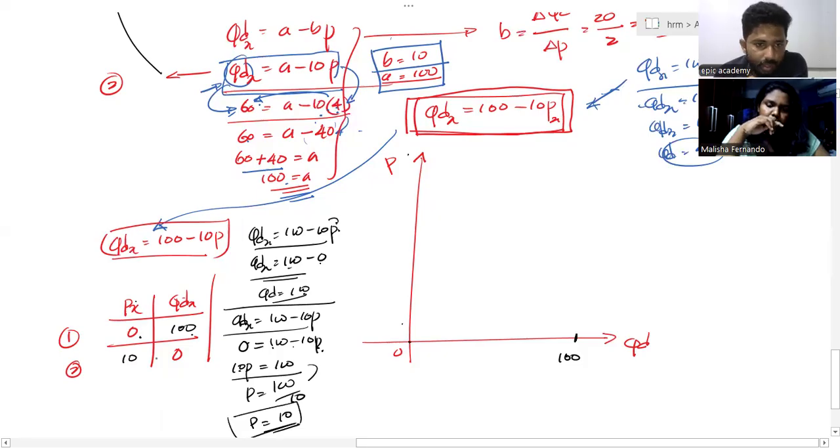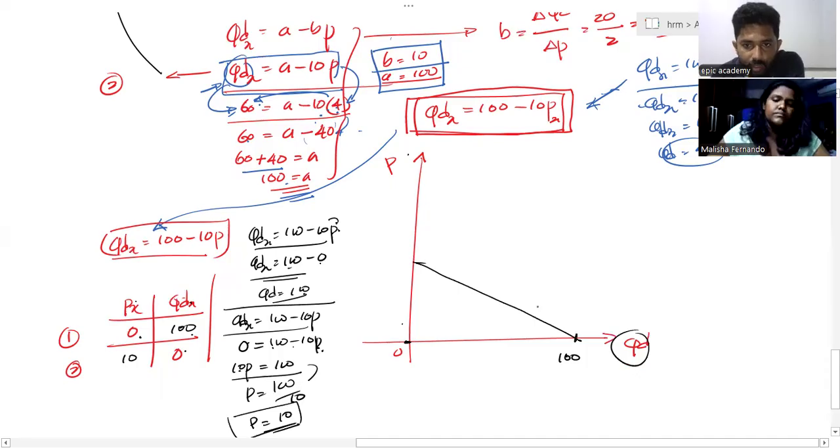Okay. So then QD becomes 0 and price becomes 10. So this is the line. This is the line for the QDX equals 100 minus 10P equation.